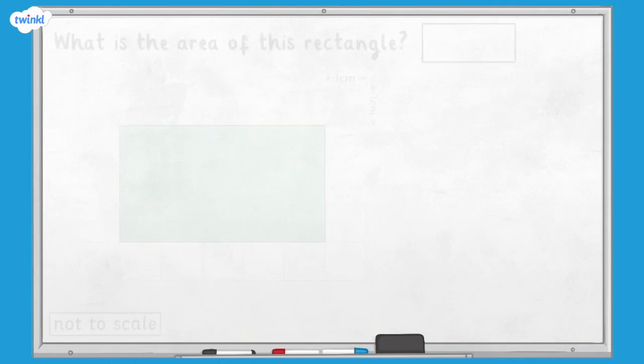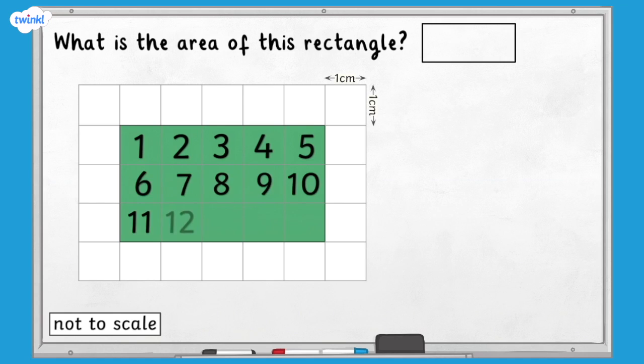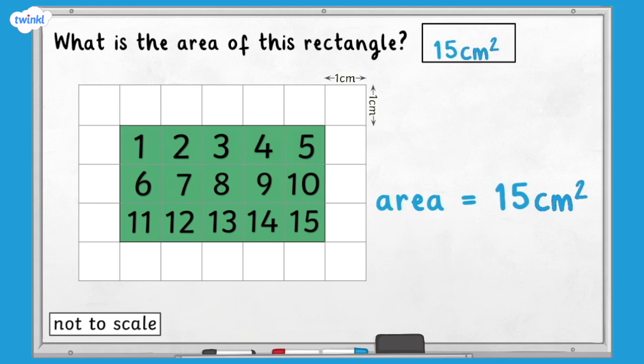Let's start by finding the area of this rectangle. Because it's drawn on a centimetre square grid, we can easily work out the area by counting the squares inside the shape. The area of this rectangle is 15 centimetres squared.